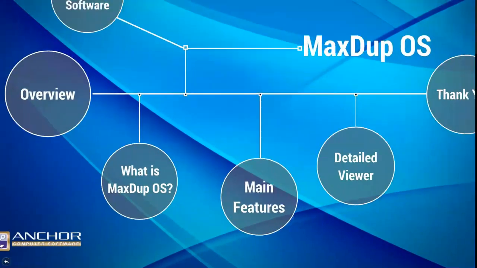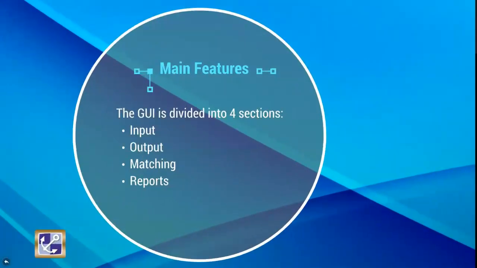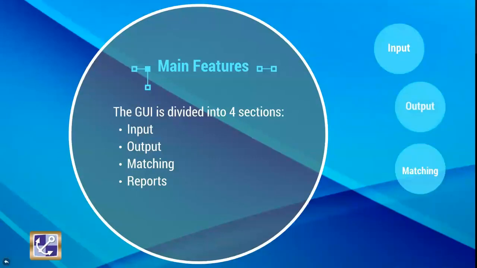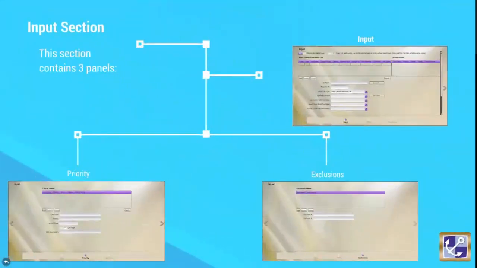Next, let me tell you a little bit about our features. So some of our features that I'm going to be showing you are within our GUI. So our GUI has 4 sections. It has the input section, the output section, the matching section, and the report section. Let me show you the input section. The input section has 3 panels. It has an input panel, a priority panel, and an exclusions panel. Let me show you what they can do.